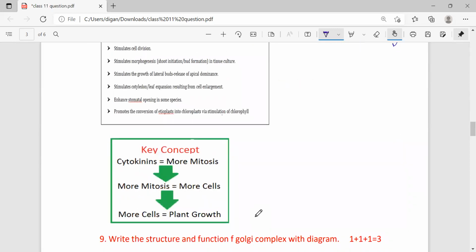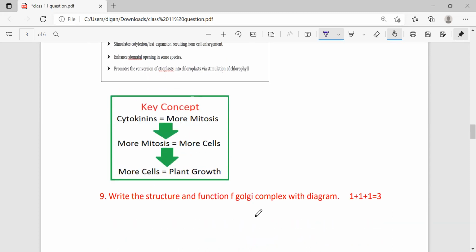I'm just showing you. See, if a 1 mark question comes, asking for the main function of cytokinin, then just remember cytokinin means more mitosis. Mitosis means more cell division, meaning the number of cells increases, and as a result, what happens? Plant growth. It means the presence of cytokinin indicates the growth of the plant.